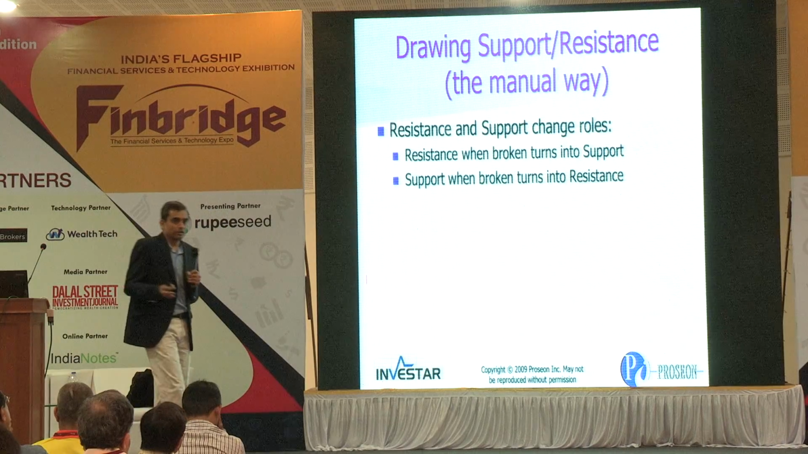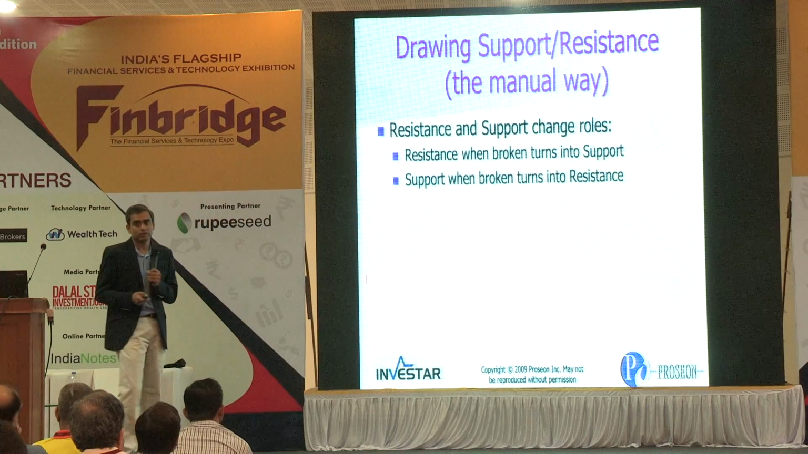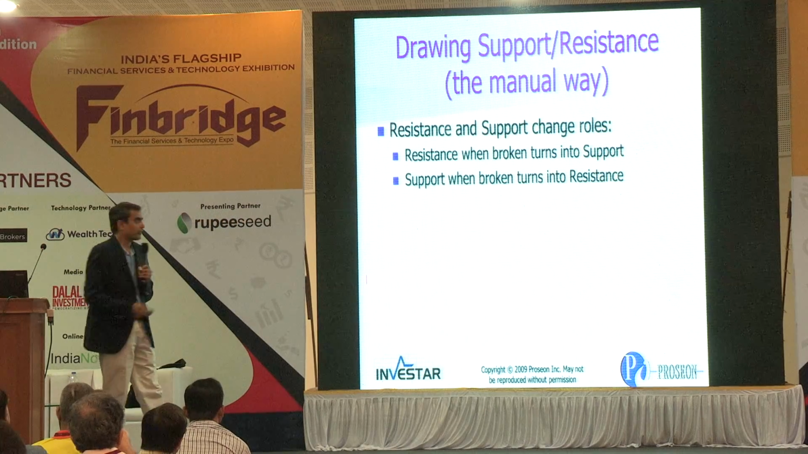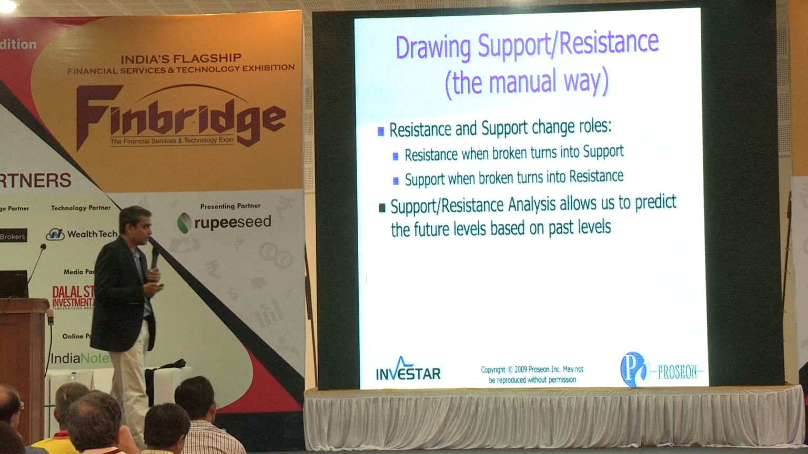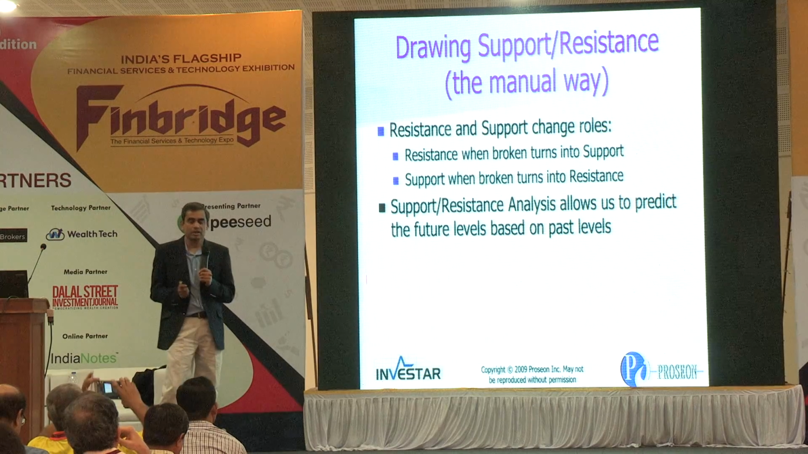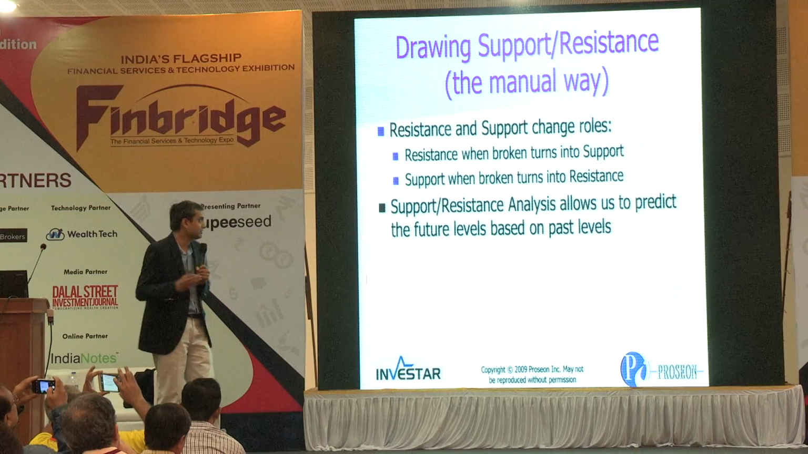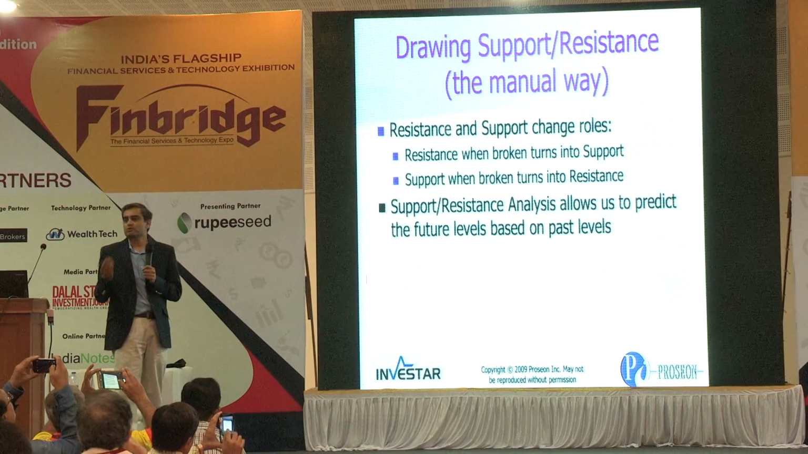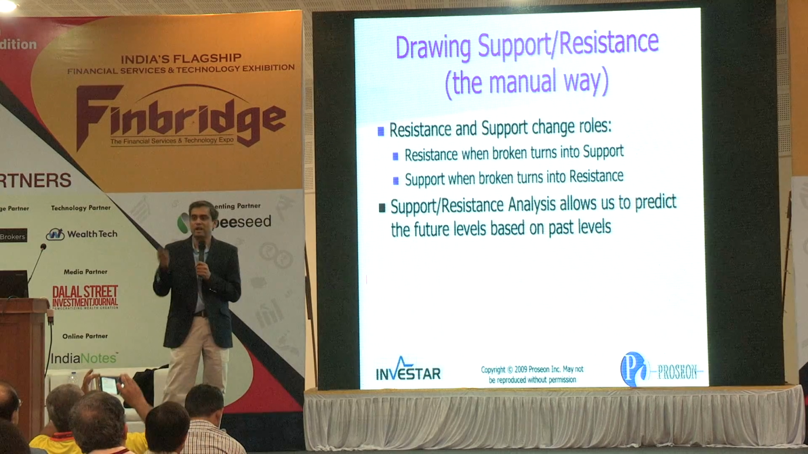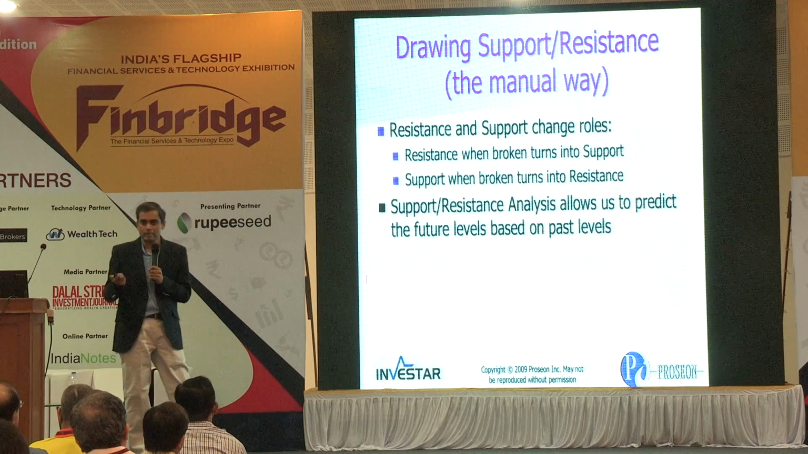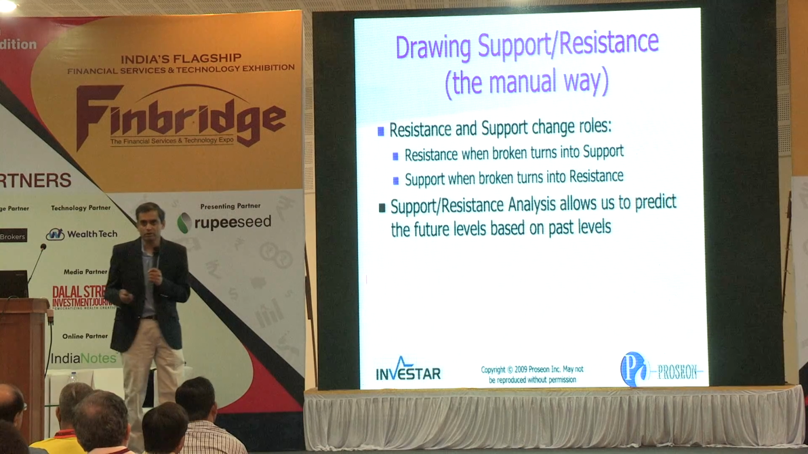Now, there's a concept in support and resistance that prior resistance when broken turns into support, and prior support when broken turns into resistance. Because of this concept, once we have done our support resistance analysis on any chart, it allows us to predict future support and resistance levels. Because you know that prior support is going to turn into resistance once broken, and vice versa, that actually gives you a lot of predictive power for the future.